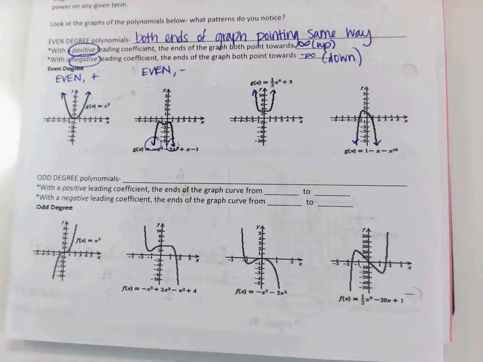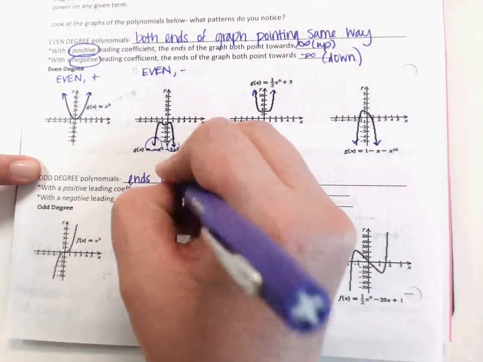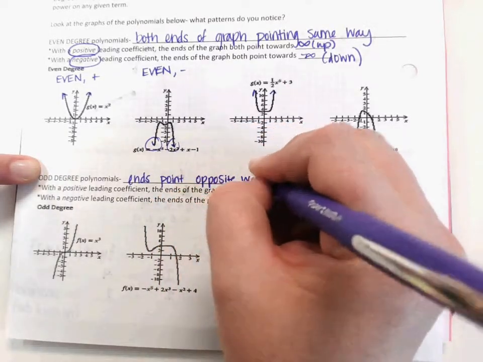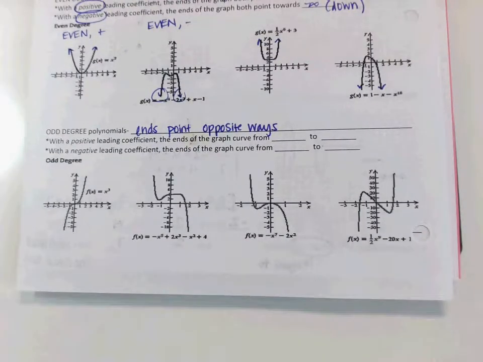Okay, now go down to the odds. Odd degree polynomials, your ends will be pointing opposite ways. Okay, so let's talk about if it's positive, and you can even look at these graphs. For x cubed, that one's positive. Do you see how it goes down, then up? Okay, look at your leading coefficient here, though. What is it?